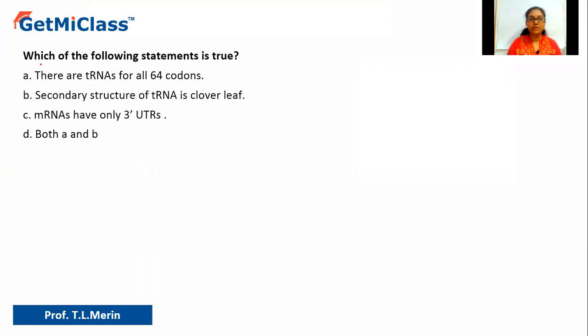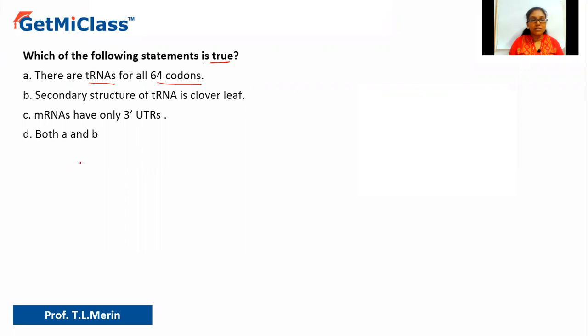So let us understand the question. It says, which of the following statements is true? So we have to look for the true statement. So let's take one by one. Option A says there are tRNAs for all 64 codons.